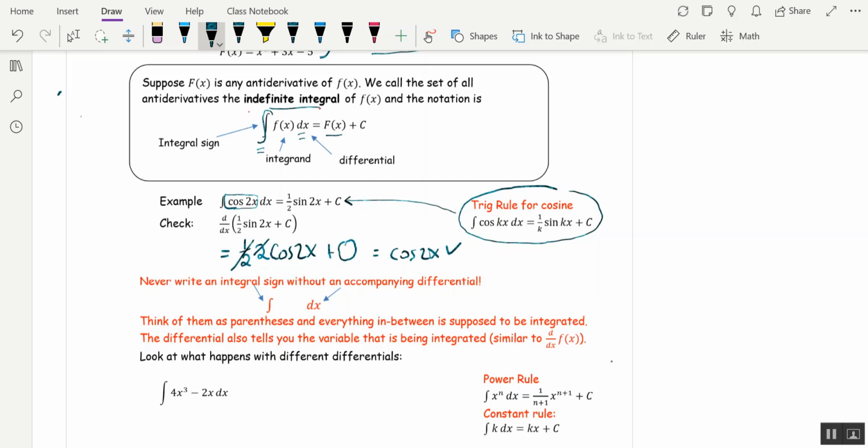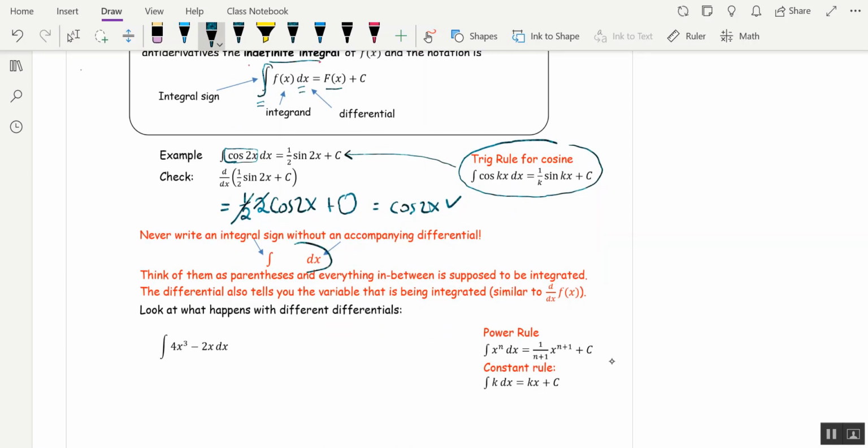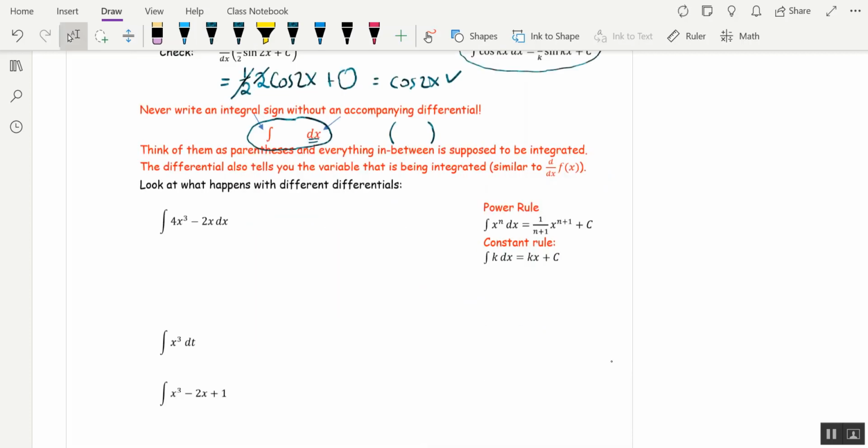So again, integral signs always come with differentials. Don't leave the differential off. It's kind of like parentheses. You wouldn't go around writing half a parenthesis. They always come in pairs. All right, so let's do a few more examples here.